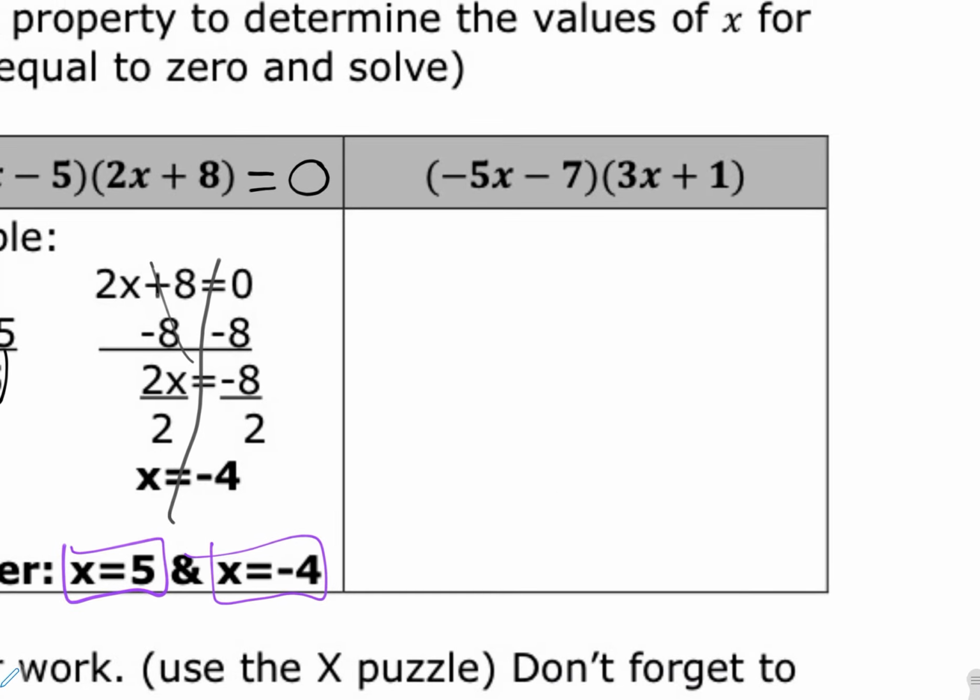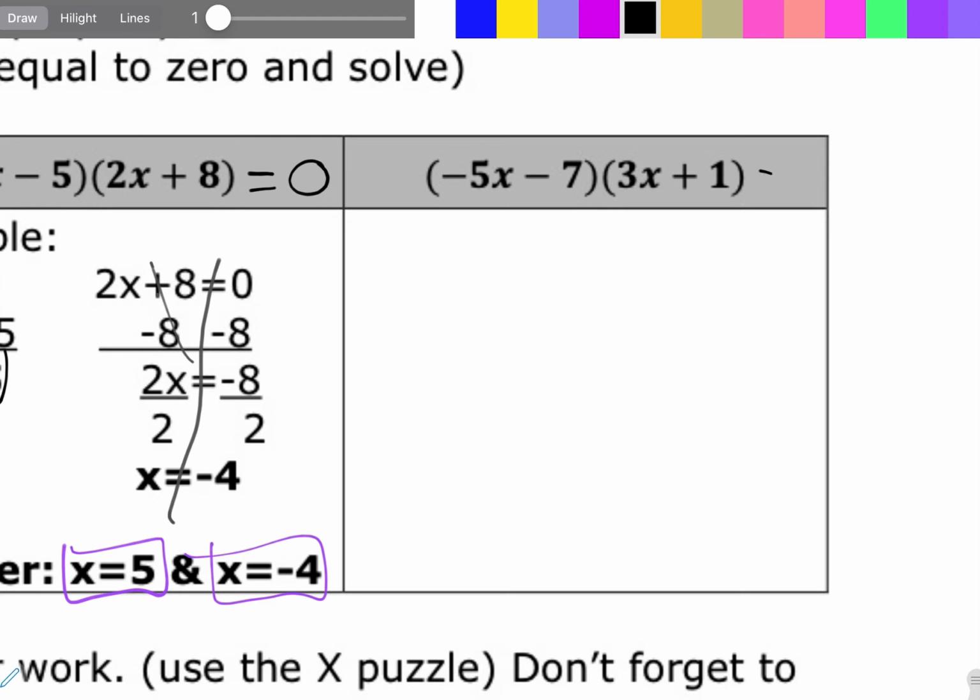Now let's go over here to the last situation. And here's what we have. So what we have here is, I see the 7 and the 5 is not going to work too good. But do it the same as that way. Let's set it equal to 0. Our first rewrite is going to be the first parentheses equal to 0. Negative 5x minus 7 equals 0. The second rewrite is 3x plus 1 equal to 0.